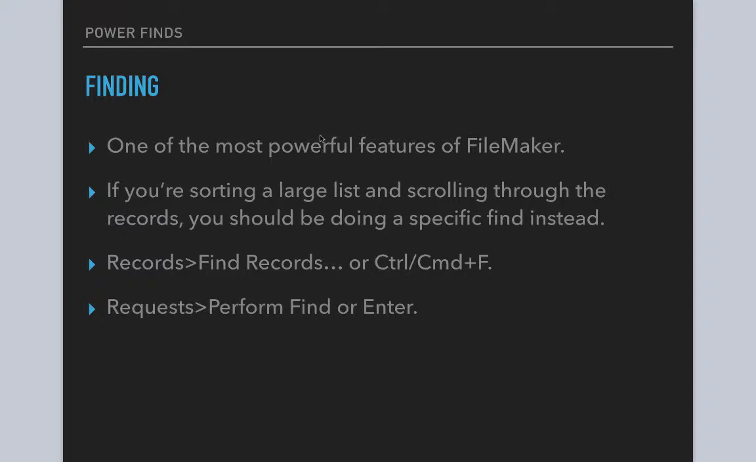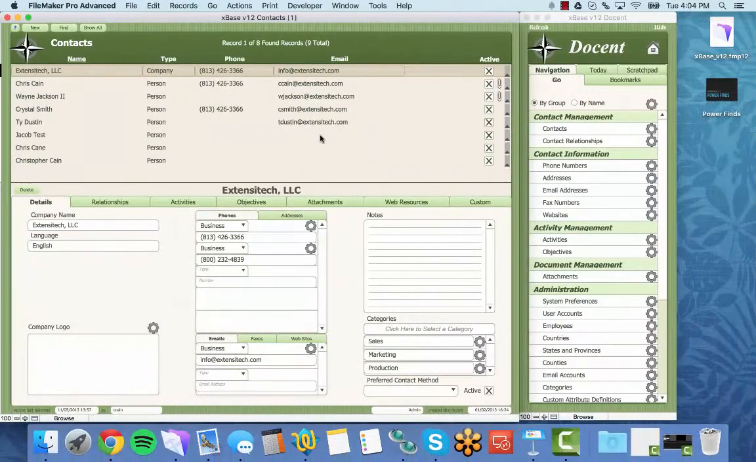Finding is one of the most powerful features in FileMaker, and it allows the user to pretty much do an ad hoc report of their data, and not a lot of our clients get to use those features because they're a little bit more complicated. If you're sorting through a large list of data and you're scrolling through the records to find what you're looking for, you should be doing a find instead.